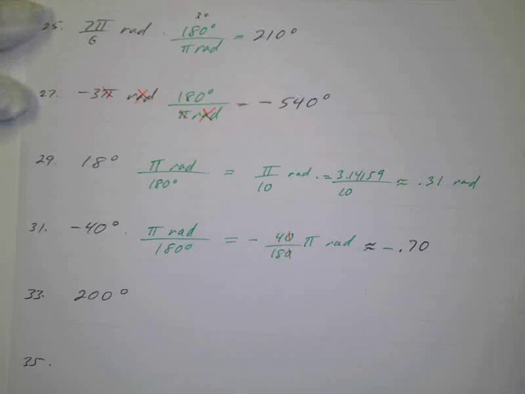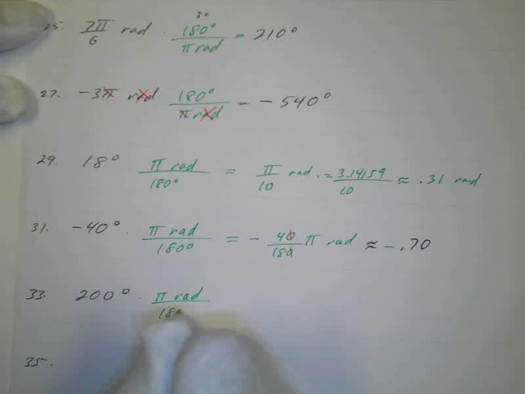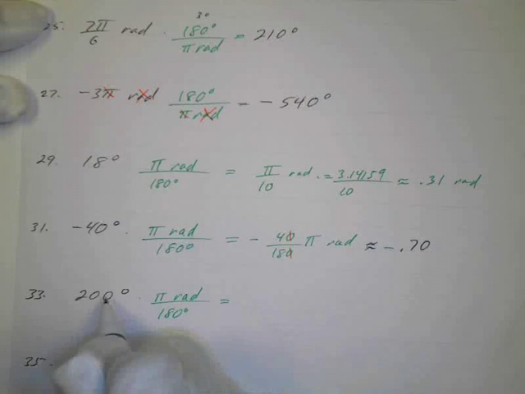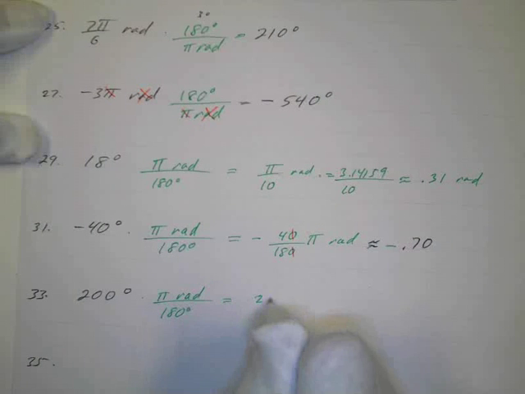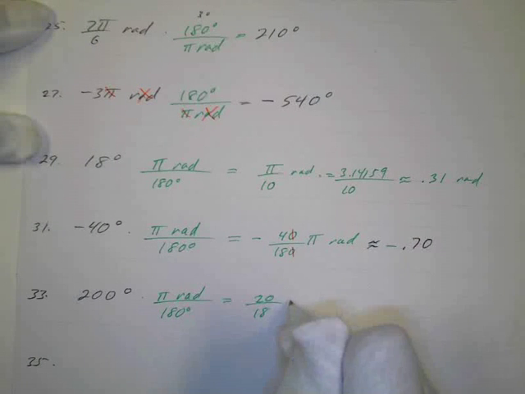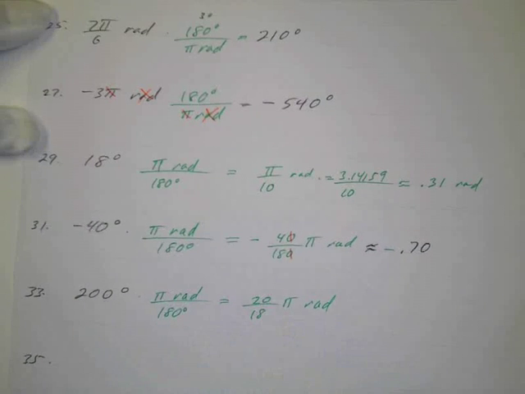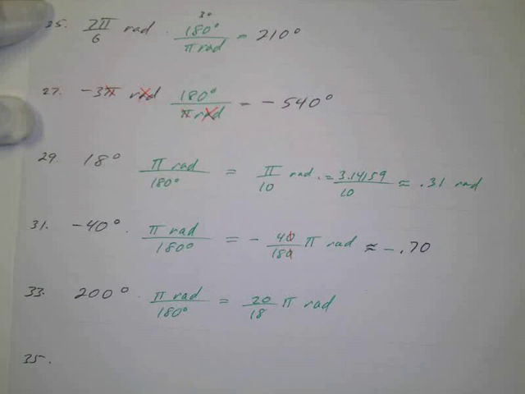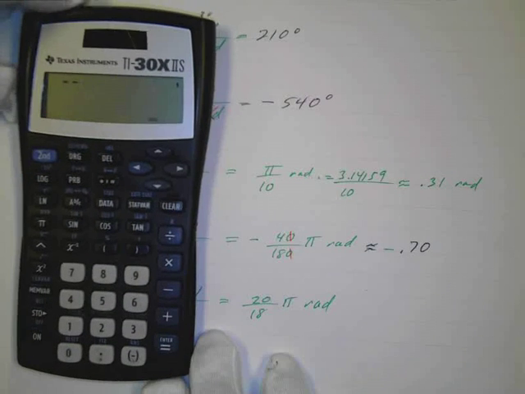Okay? And then another one, 200 degrees. So again, we'll multiply the 200 degrees by pi radians per 180 degrees. So the degrees will cancel. And this isn't too bad. The zeros cancel, so I've got 20 over 18 times pi radians. You could even simplify that more, but since we're going to do it with a calculator, we could just leave it like that. You could reduce that to be 10 over 9.